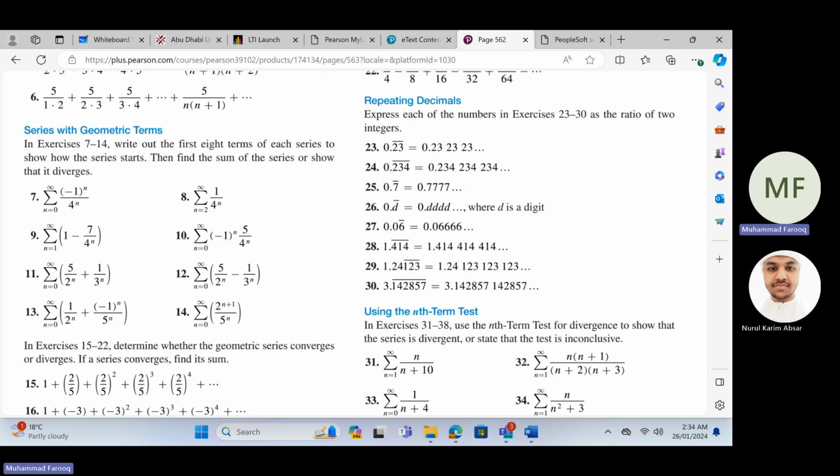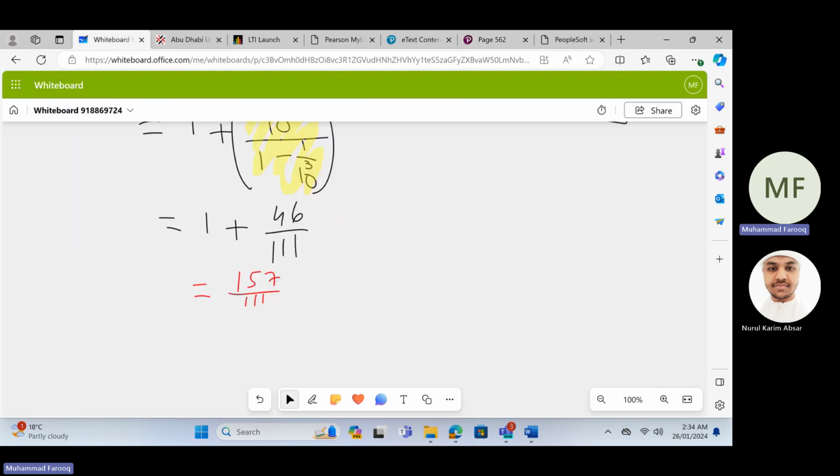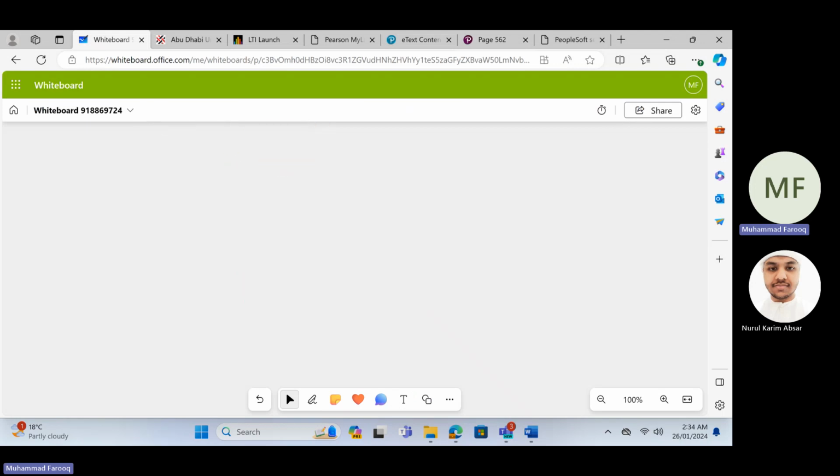Let's start with question 29: 1.24, then 1, 2, 3. The last three digits, 1, 2, 3, are repeating, with the bar. Question 29: 1.24, then 1, 2, 3 is basically the bar, which means this is repeating. Clear?